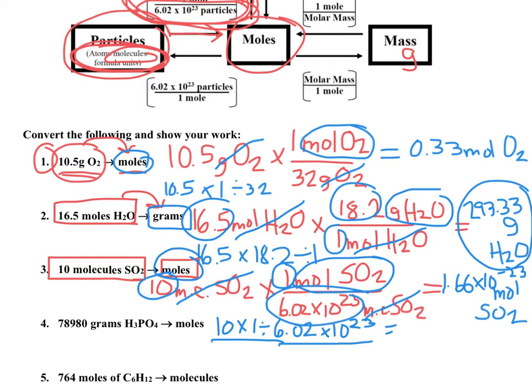A negative exponent means that it's an extremely small number. If it's a positive exponent, it means it's a really large number. So scientific notation helps us figure out big and little numbers and write them. All right, so those are the first 3 problems. Let's clean up and go to number 4.